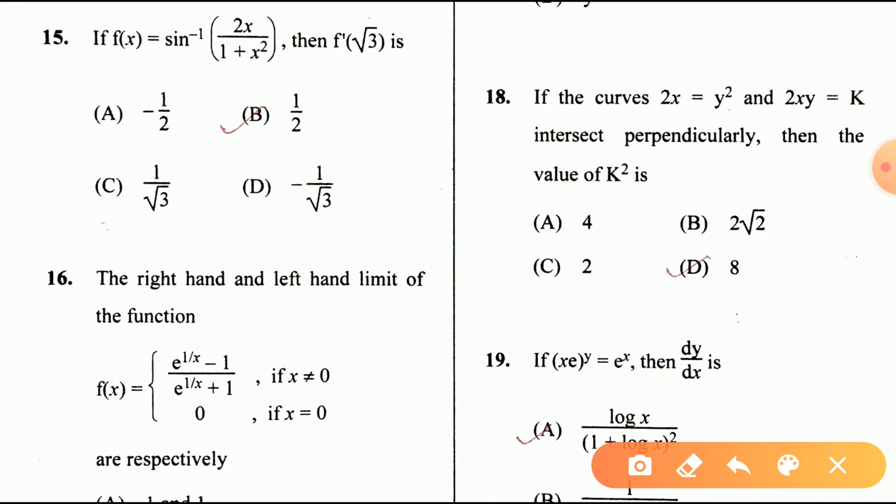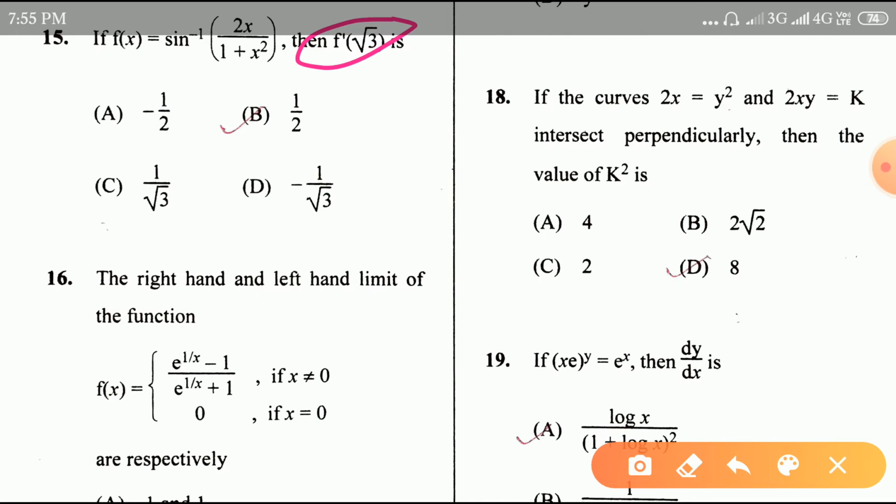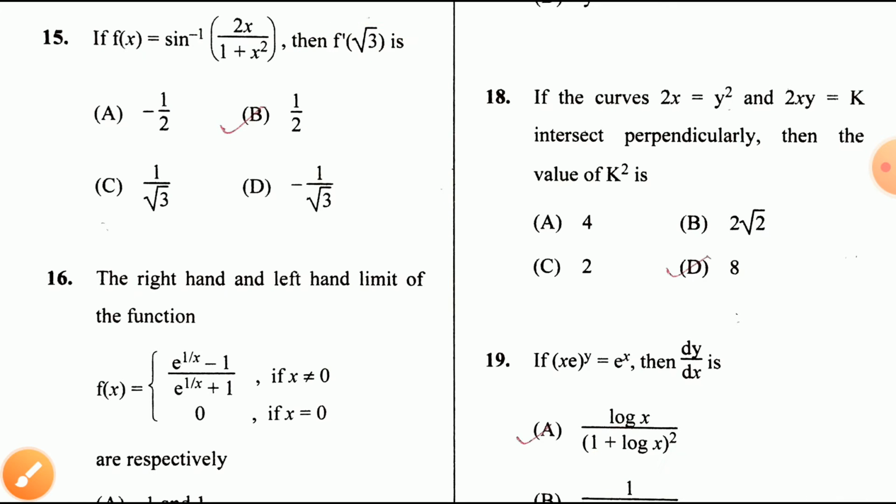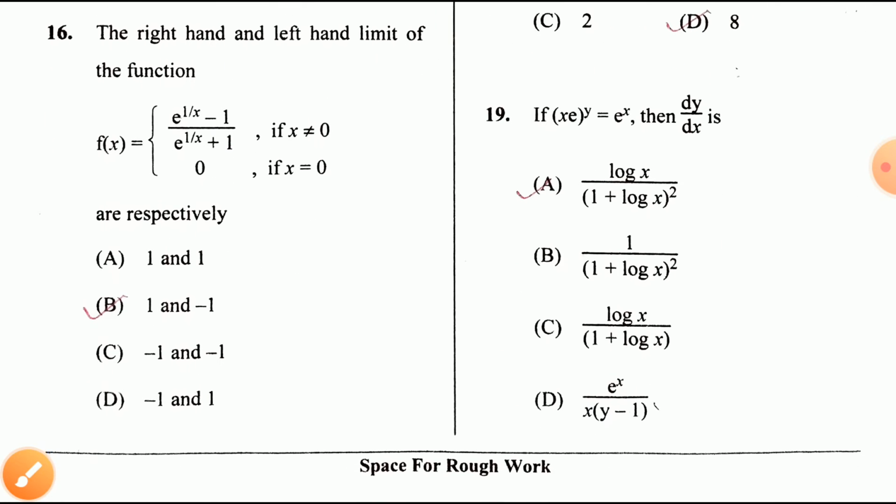If f of x is equal to sine inverse of 2x divided by 1 plus x square, then f dash of root 3 is 1 by 2. Put x is equal to tan theta, then after simplification we get the required result, 1 by 2. Therefore the right choice of question number 15 is B, that is 1 by 2. Okay, next, question number 16.